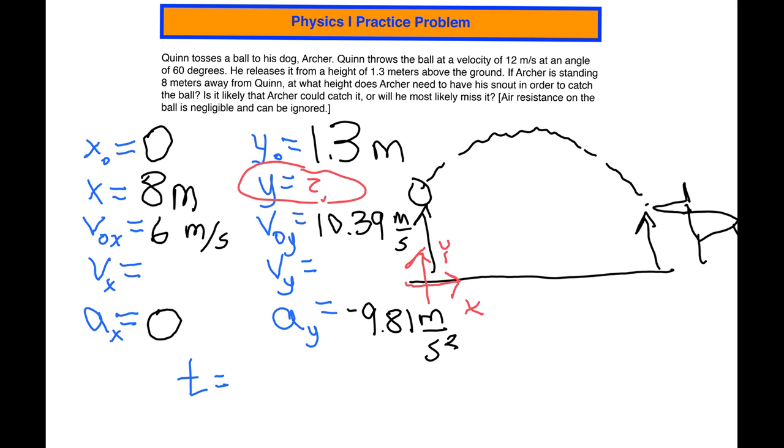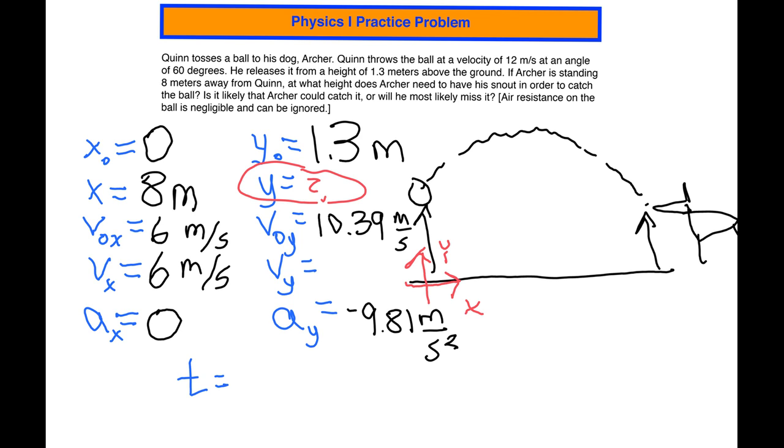Now I've gone ahead and filled in what 12 cosine 60 and 12 sine 60 are equal to. So 12 times the cosine of 60 degrees is 6 meters per second, and 12 times the sine of 60 degrees is 10.39 meters per second. And this is going to help us then determine what v sub x is as well. If v naught x, the initial velocity in the x direction, is 6 meters per second, and there's no acceleration in that x direction, that means that Vx is also 6 meters per second.